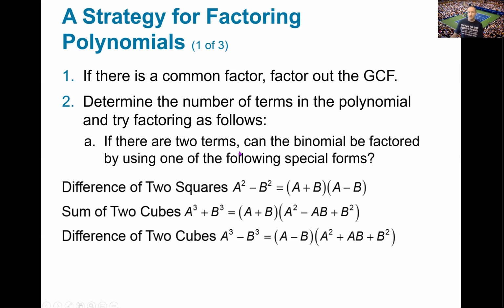If there's 2 terms, the binomial could be factored by either difference of 2 squares, sum of cubes, or difference of cubes. Please notice there is no factorization for sum of squares. So if you have an a squared plus b squared, it's prime.